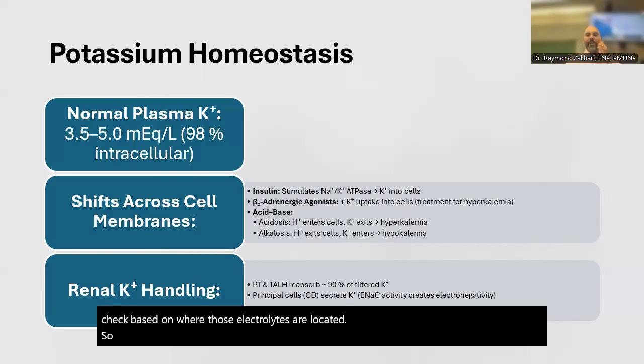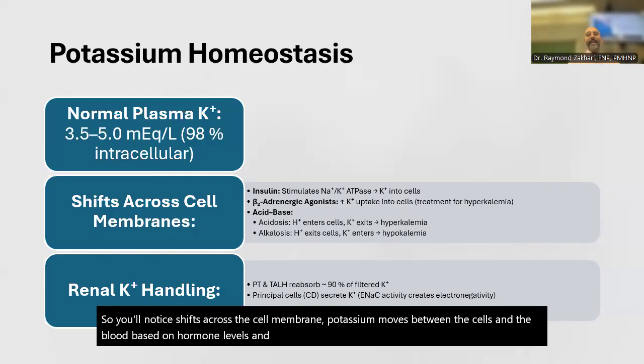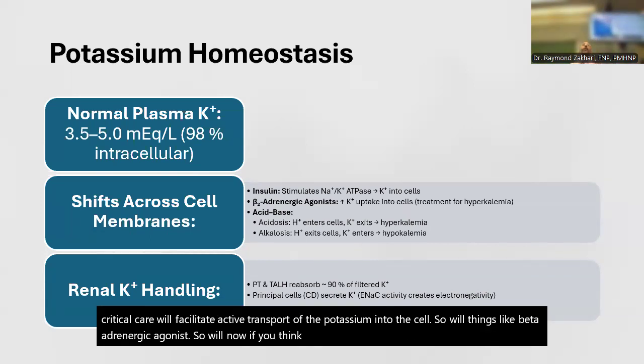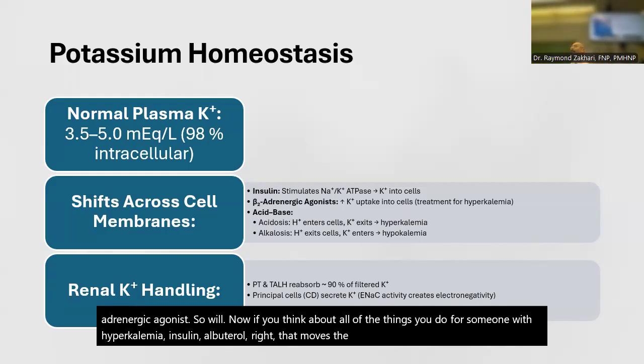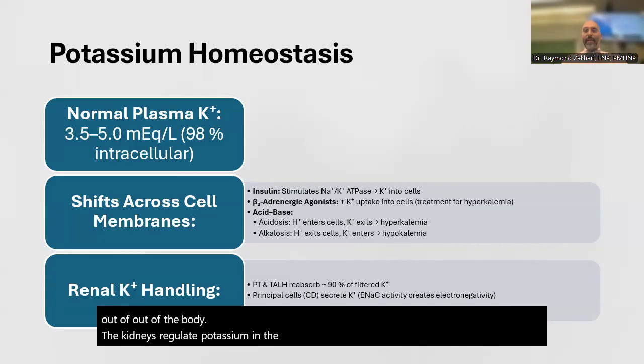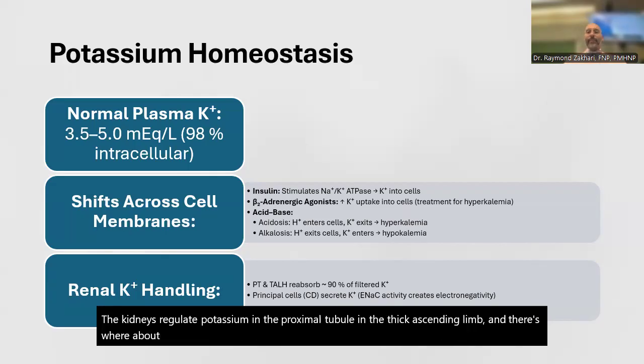So you'll notice shifts across the cell membrane. Potassium moves between the cells and the blood based on hormone levels and acid-base status. Insulin, as you know, those that work in critical care, will facilitate active transport of the potassium into the cell. So will things like beta-adrenergic agonists. Now, if you think about all of the things you do for someone with hyperkalemia, insulin, albuterol, right? That moves the potassium into the cell. Lasix, that gets it out of the body. The kidneys regulate potassium in the proximal tubule and the thick ascending limb, and there's where about 90% gets reabsorbed.